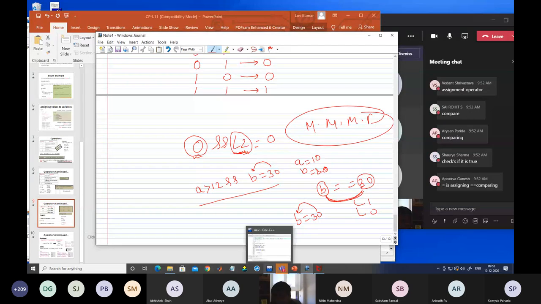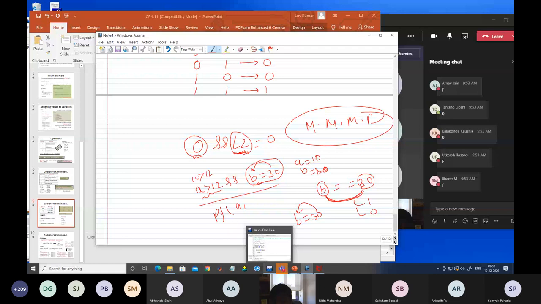But when we write B single equal to 30, basically we are going to write 30 to B. Okay. Now here you can see A greater than 12. Is the condition true or false? A is 10, 10 greater than 12, the condition is false. If the condition is false, it will not execute this expression. After that, if you print the value of A, B, the value of B is only 20. It will not print B equal to 30 because this expression is not going to execute, since the first one is false.